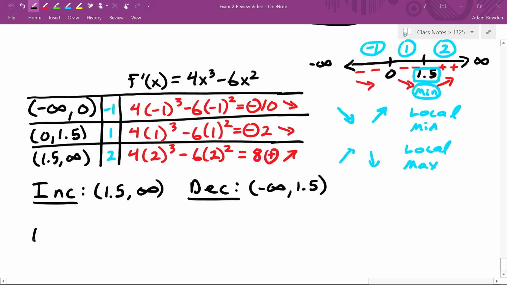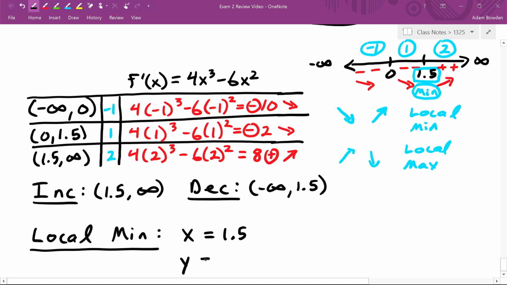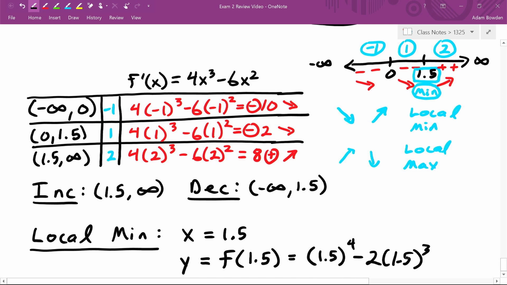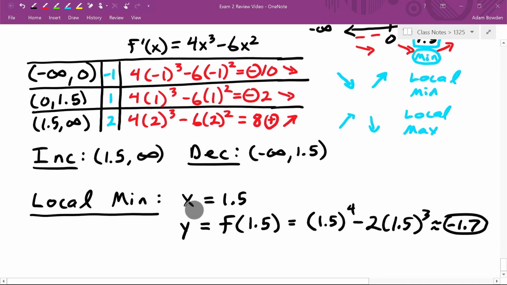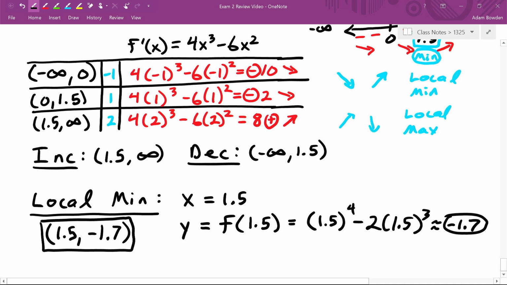So let's write down the point x comma y for the local minimum. X is equal to 1.5. Y is equal to, go back to the original f of x function and plug in 1.5. In this case, that'll look like 1.5 raised to the 4th minus 2 times 1.5 raised to the 3rd. I came out with approximately -1.7 for that. So the point is 1.5 comma -1.7 approximately for the local minimum on this one.